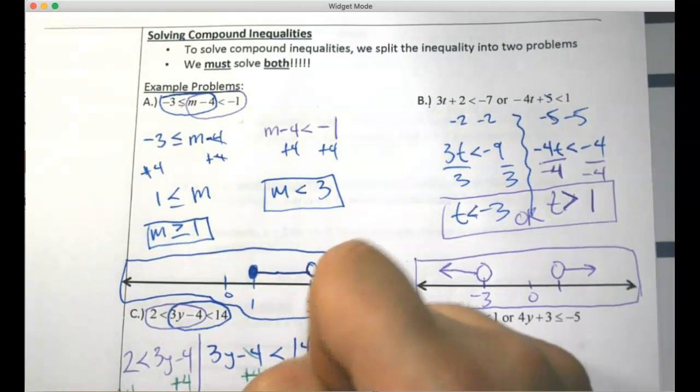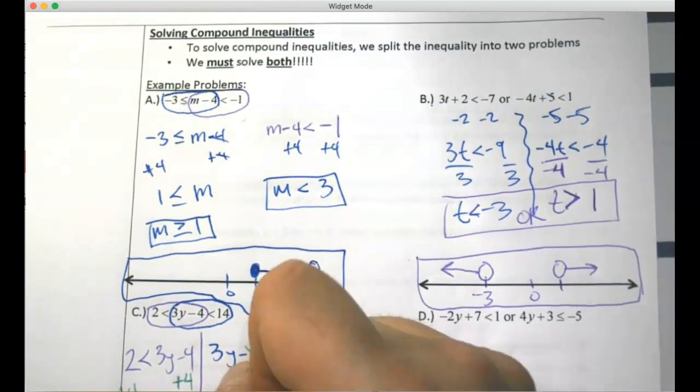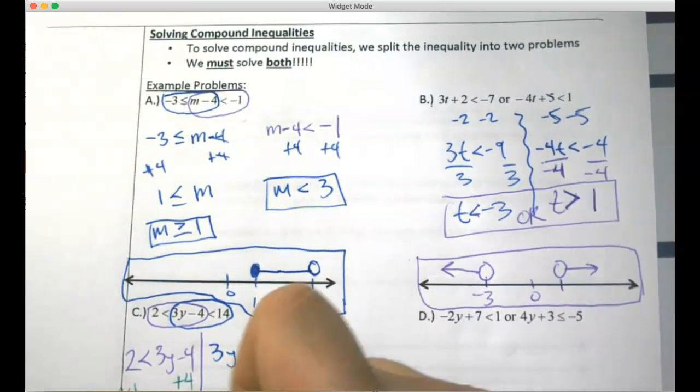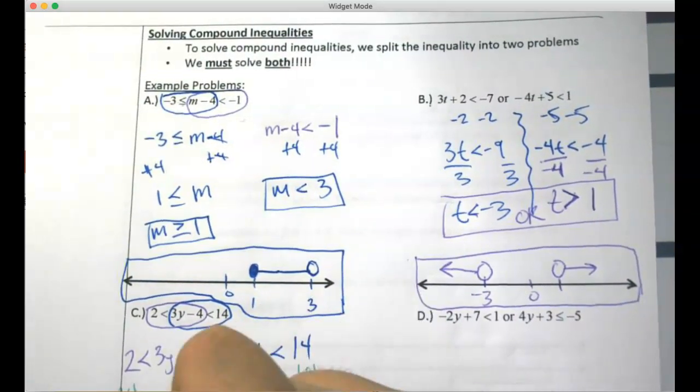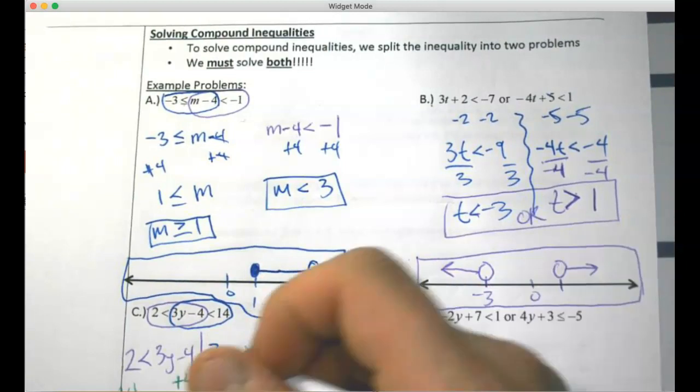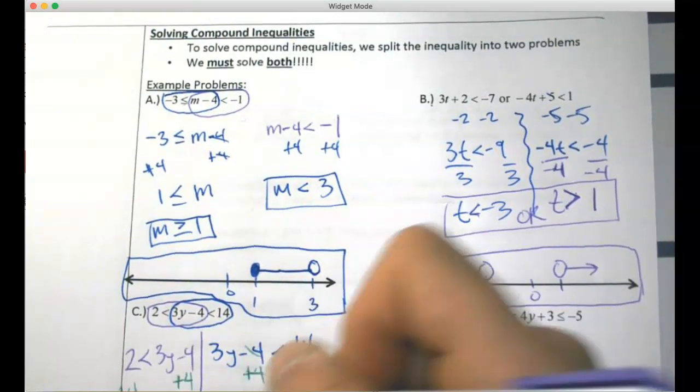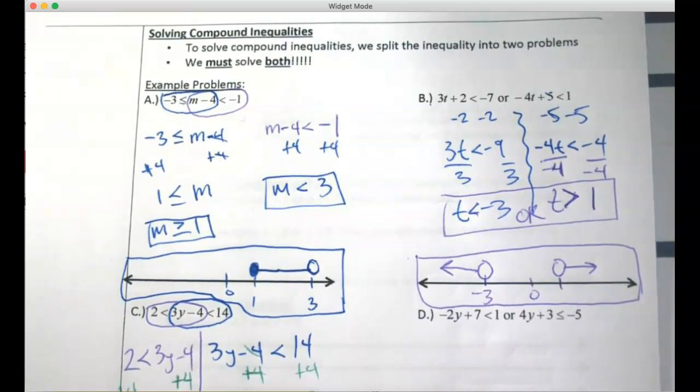14 plus 4 is 18. My next step, I'm going to divide by 3 to get y is less than 6. So I have my compound inequality. It most likely, since it was written that way, is going to be and. Once I graph it, I'll see whether or not it even is possible to be both.